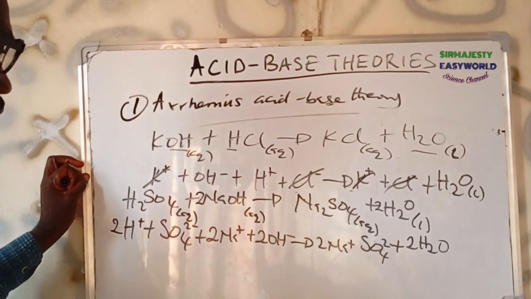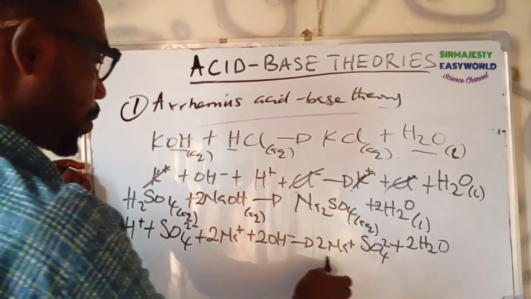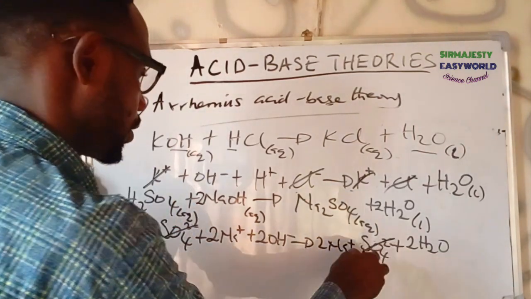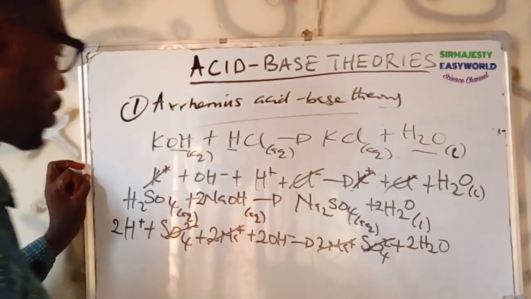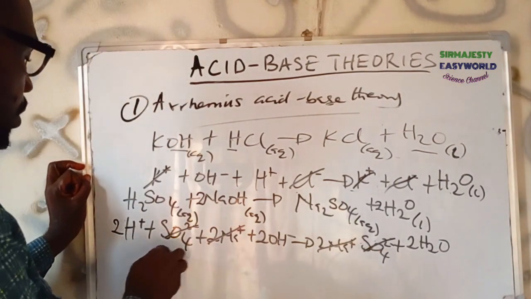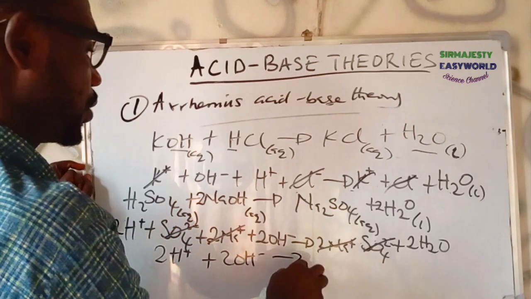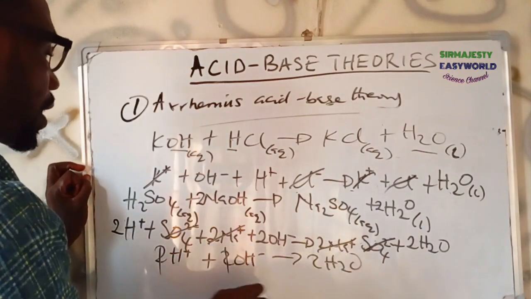Ions that are alike and equal should be struck out. Do we have 2 hydrogen ions on the product side? No, so it survives. SO4, sodium. So what survives at the end? 2H plus plus 2OH minus to give us 2H2O. They are in the same base, which means 2 can still cancel.